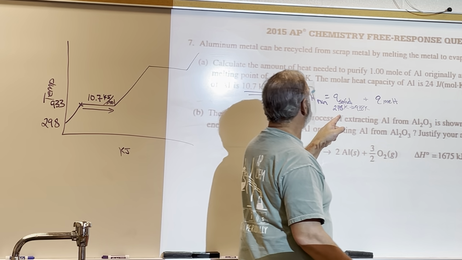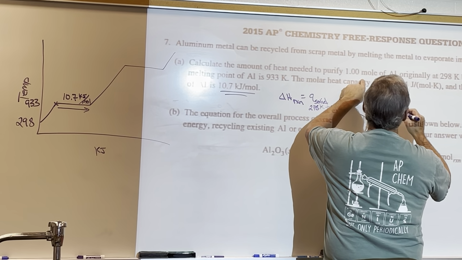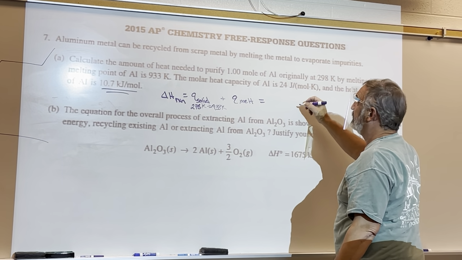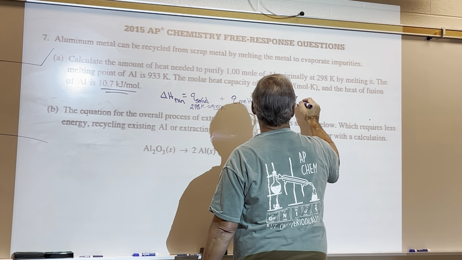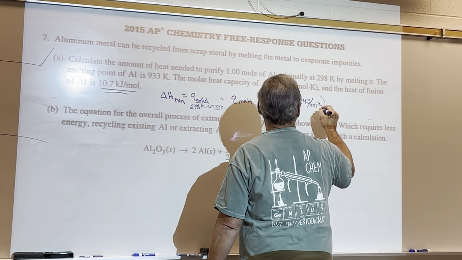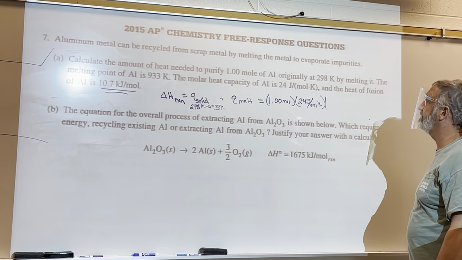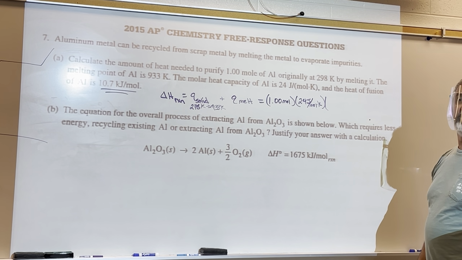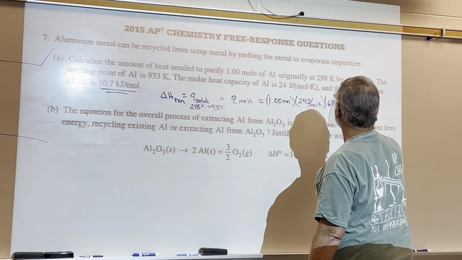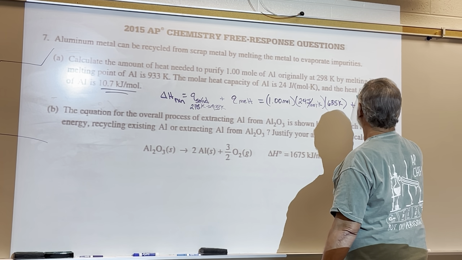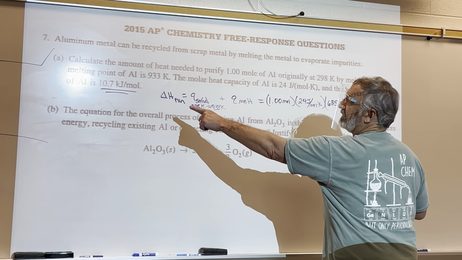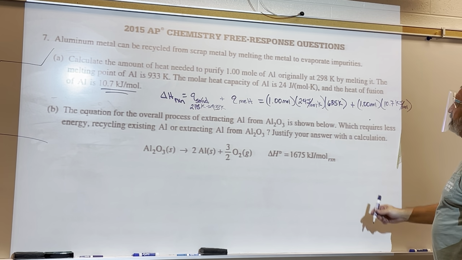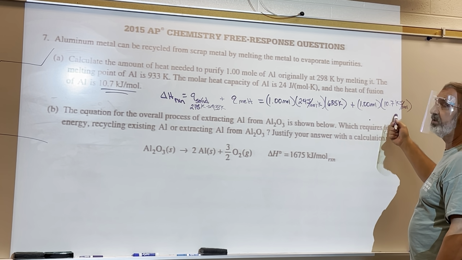When there's a temperature change, it's going to equal MC delta T. So I've got one mole, and since we're given the molar heat capacity, I can just use this, and I don't have to use mass, I can use moles. So I'm going to say one mole times 24 joules per mole K times my change in temperature. Well, what's 933 minus 298? 635. 635 K. That's my delta T. Plus my one mole times 10.7 kilojoules per mole, my heat of fusion. So it's really just going to be 24 times 635 plus 10.7.